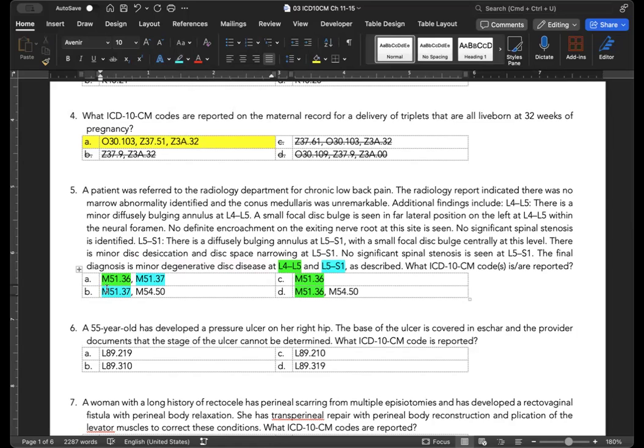Okay. So we should use letter A as our correct answer. And then we would not code the chronic low back pain, because that chronic low back pain is going to be a sign or symptom of that degenerative disc disease.